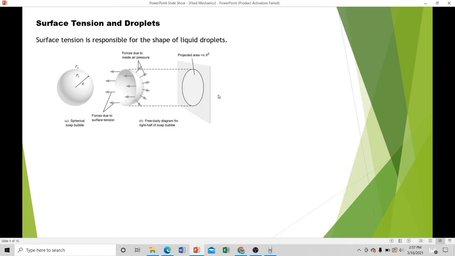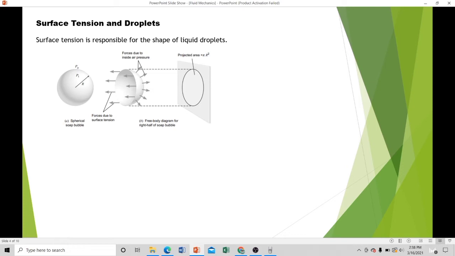For the illustration of liquid droplets, we have this diagram. In this diagram, we have a spherical soap bubble or droplet. If we cut this and turn it into a free body diagram, forces occur around this circle of the hemisphere, and pressure occurs inside this sphere. The projected area on which this distributed force acts is the area of the circle. We have projected area equals pi r squared.